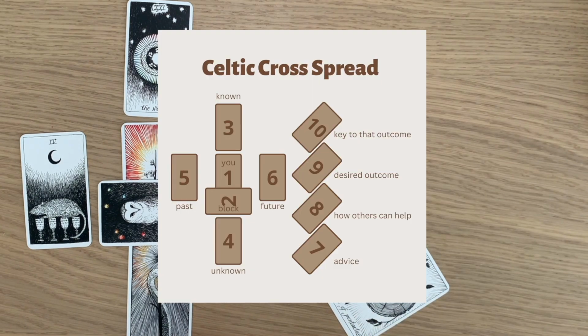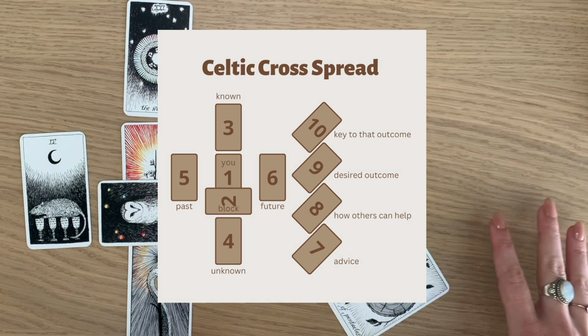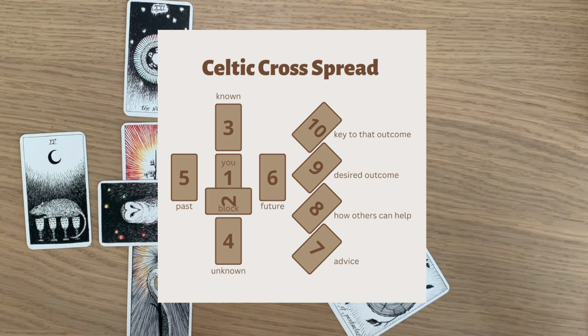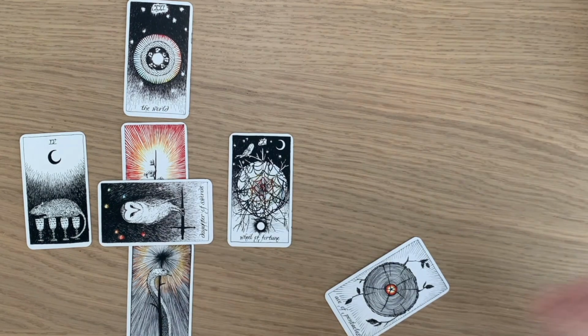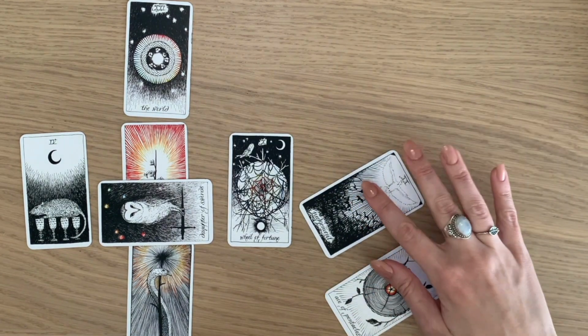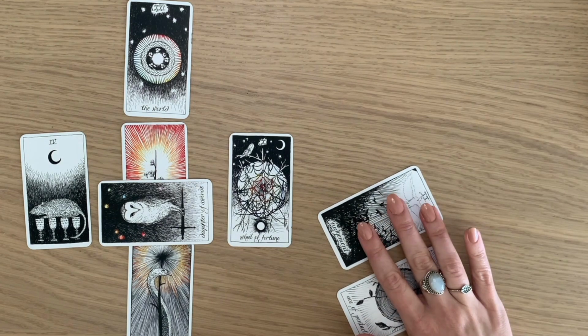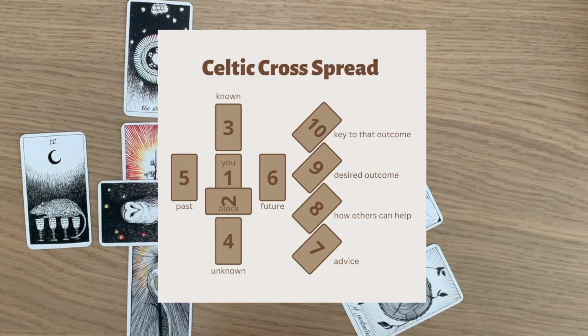Then next we have 8, how others can help. So this is a slight variation of the original Celtic Cross, because in the original Celtic Cross, it's what others think of your situation, or the influence of the environment on your situation. And I think that isn't necessarily a bad thing, but I think knowing how others can help you, or the influence of others in a positive way on your situation, is really helpful to know. So how others can help, or how you can enlist others' help. We have Judgment.